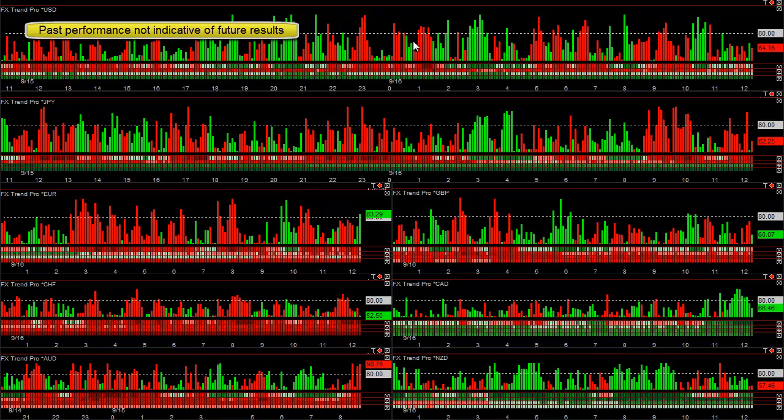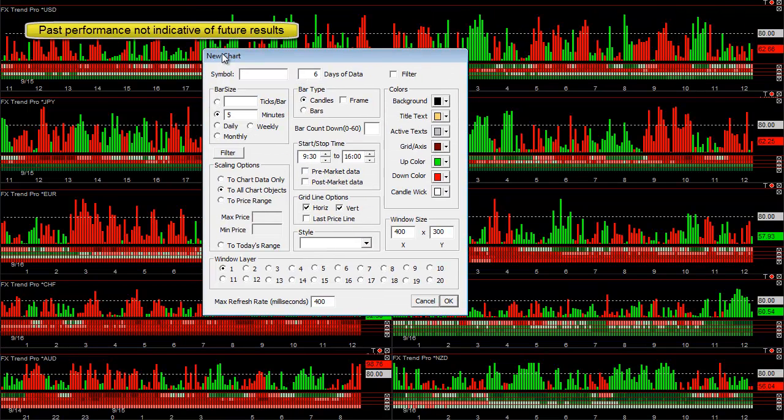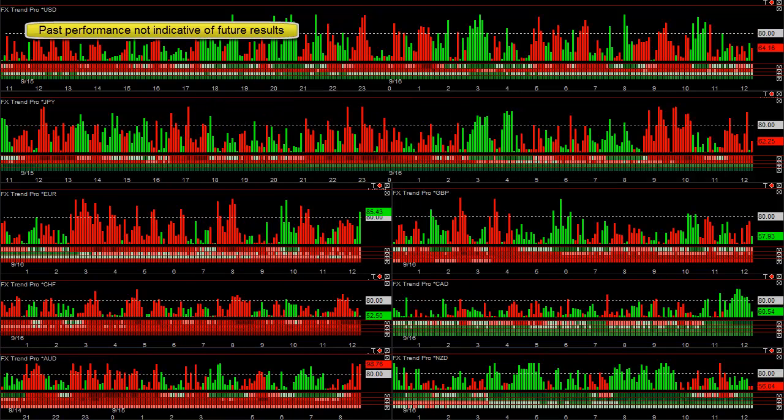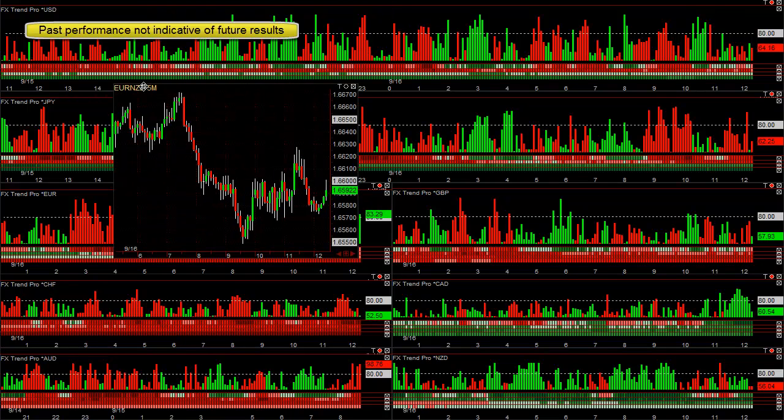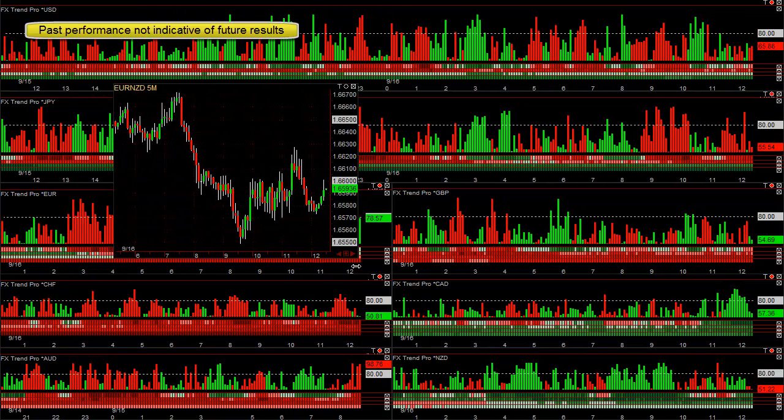Obviously the dollar wasn't the consistently strongest one today. That would be the New Zealand. And so let's bring up a New Zealand dollar, Euro New Zealand chart. Most of us don't trade this that often, but this was the highest odds trade today, especially when the euro was weak from 230 to about 6.